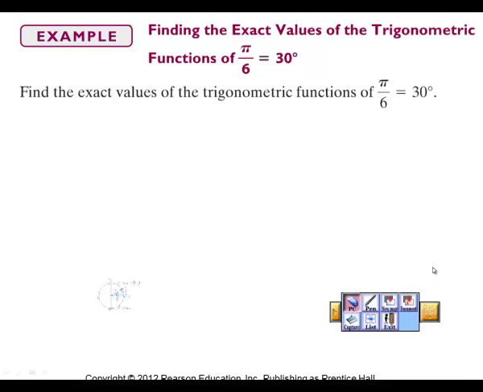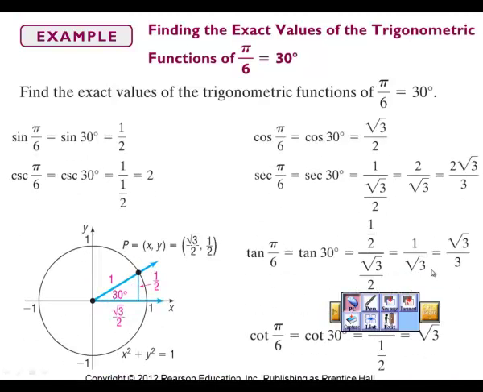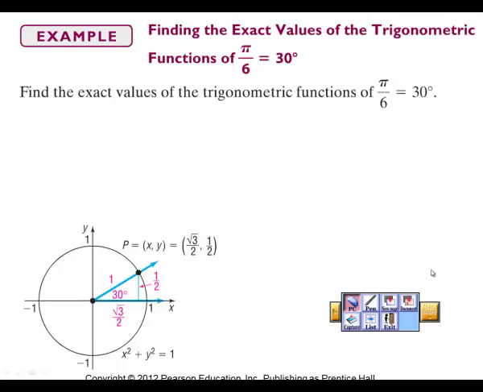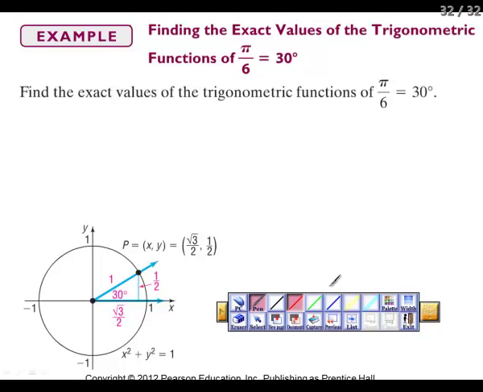So with this, let's back up here. We're going to take a look at pi over 6, which is equivalent to 30 degrees. Now, in our previous triangle, we said that 60 degrees opposite was square root of 3 over 2, 1/2, 1.